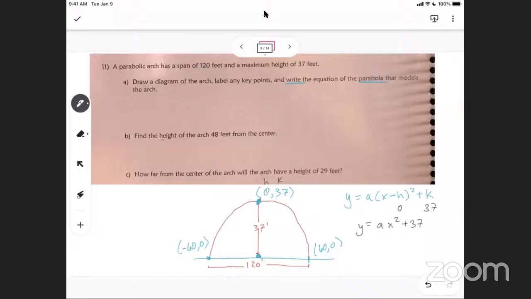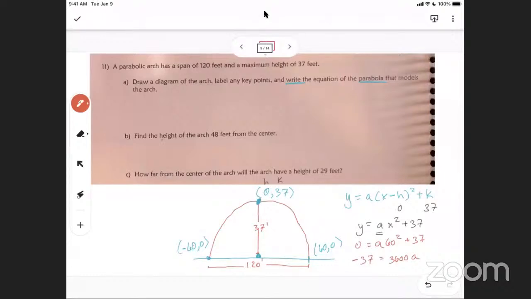Okay. And how do I solve for a? You would plug in an x and y point. Which one? Would 0, 0 work? Well, that's not one of the points. Correct. 60, 0. Good. So 60 goes here, 0 goes here, and we solve for a. So subtract 37 from both sides. 60 squared is 3,600 times a. And so a equals negative 37 over 3,600.